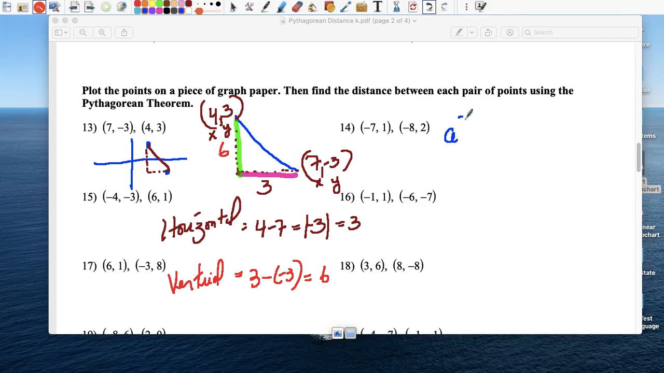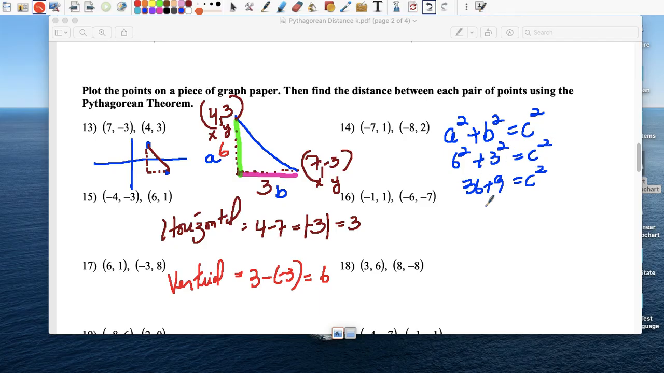So you go a squared plus b squared equals c squared. Now let's call a 6 and b 3. So 6 to the second power plus 3 to the second power equals c squared. 36 plus 9 equals c squared. What is that? 45. Right, you take the square root of both sides, and c is going to be approximately the square root of 45, 6.71.